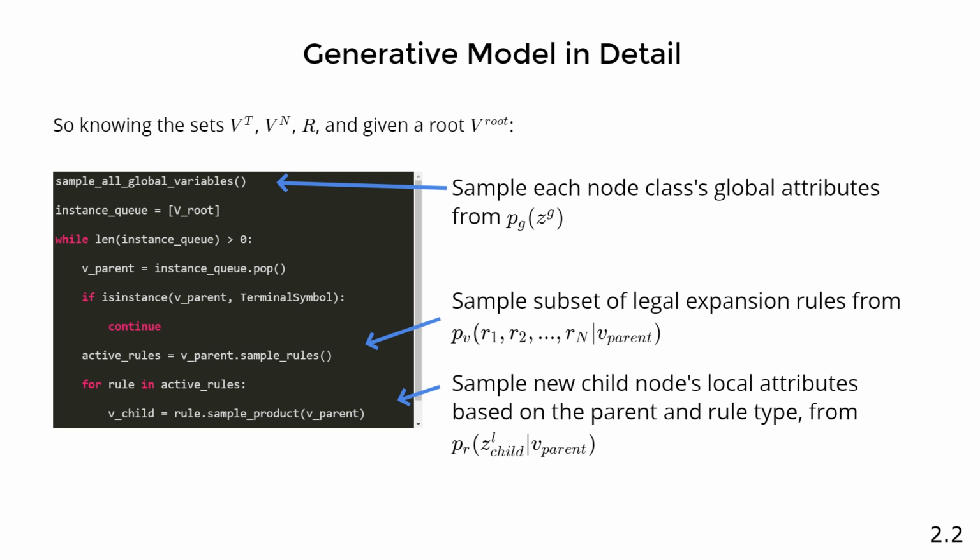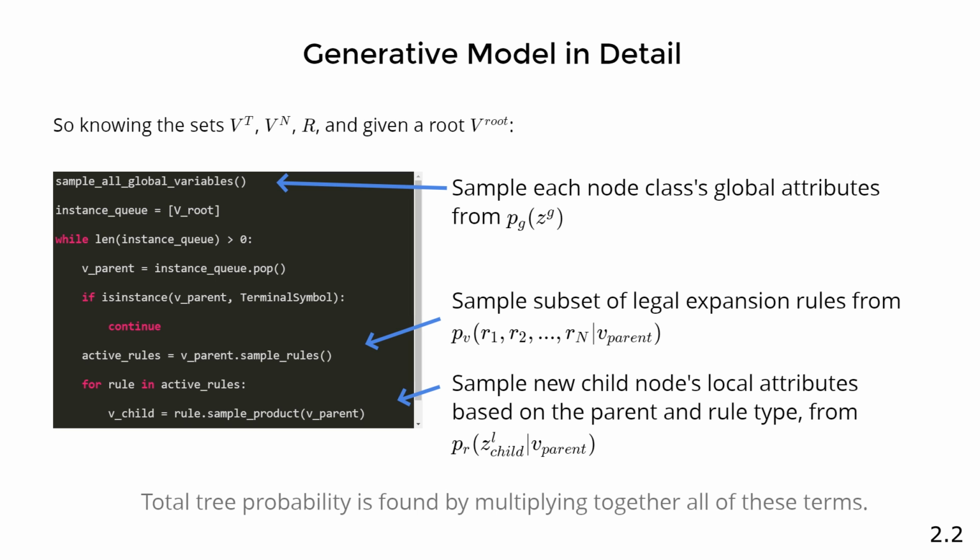Then, for each active rule, we use it to generate a new child node, sampling the child's local attributes conditional on its parent. This conditional relationship is necessary to capture things like the distribution over relative pose, because the distribution over the pose of the child node is often most easily expressed in the frame of its parent node. So, given this complete process, we can sample trees given a grammar. And while running this process forward, we can score the likelihood of the entire tree by looking at each of these probabilities and multiplying them together.